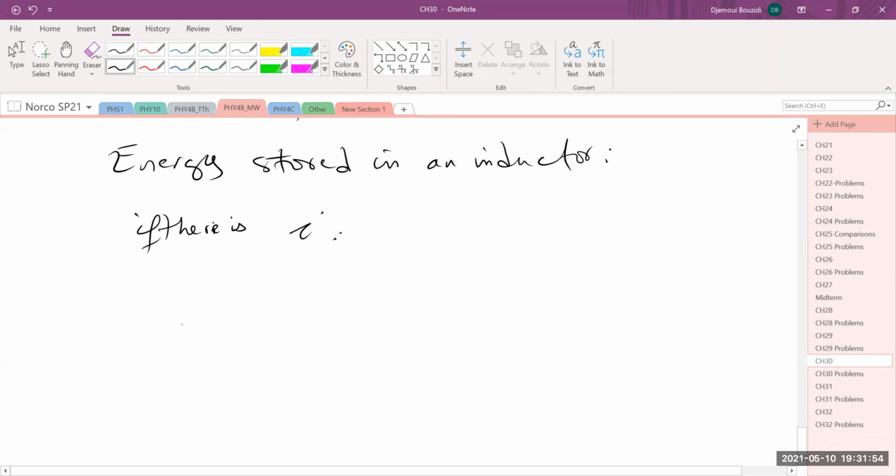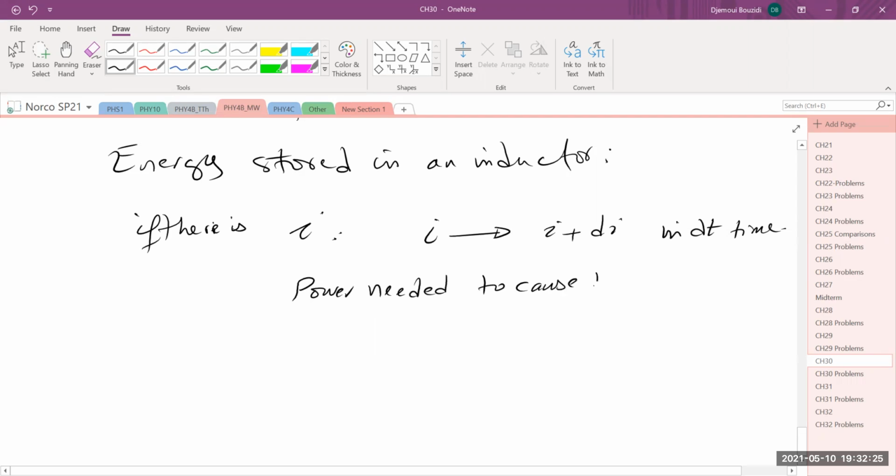Now I would want to change this current from I to I plus dI in dt amount of time. Obviously, the rate at which I'm doing this is dI/dt. So that's going to cost me power. And let me tell you what the power is. So the power needed to cause this change is actually voltage times current. So this is basically what the power is.